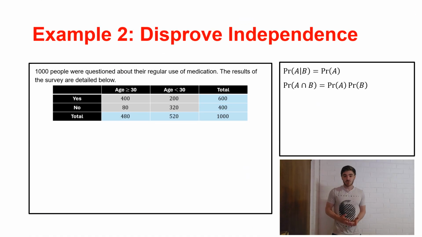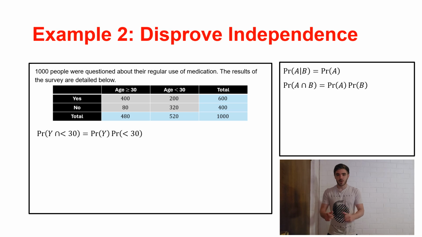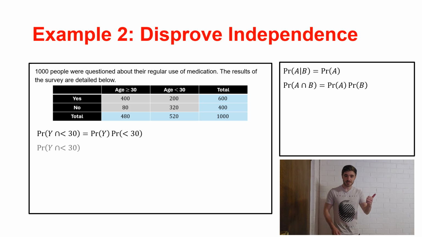Okay, similar situation here, but this time the numbers are different. And we want to know if regular use of medication is independent of age. So let's get to work. We need to find the intersection, and we need to find the individual probabilities of that intersection. Again, you have that freedom of picking which events you want to contrast. For me, I'll just choose yes and younger than 30. So there were 200 people that both regularly use medication and were younger than 30 out of the total 1,000 surveyed. After simplification, that's a 1 in 5 chance.